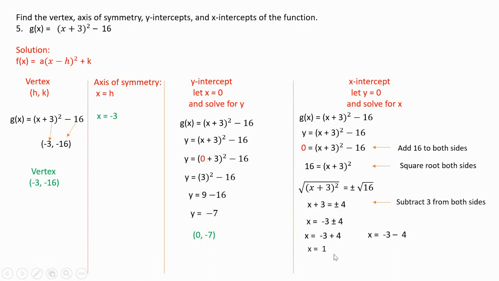So negative 3 plus 4 gives us 1, and negative 3 minus 4 gives us negative 7. So these are my x-intercepts: (negative 7, 0) and (1, 0). And then you can plot the points and graph the parabola.